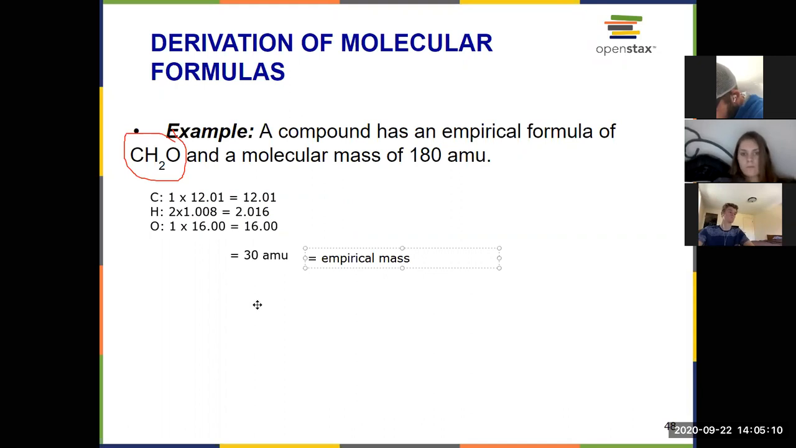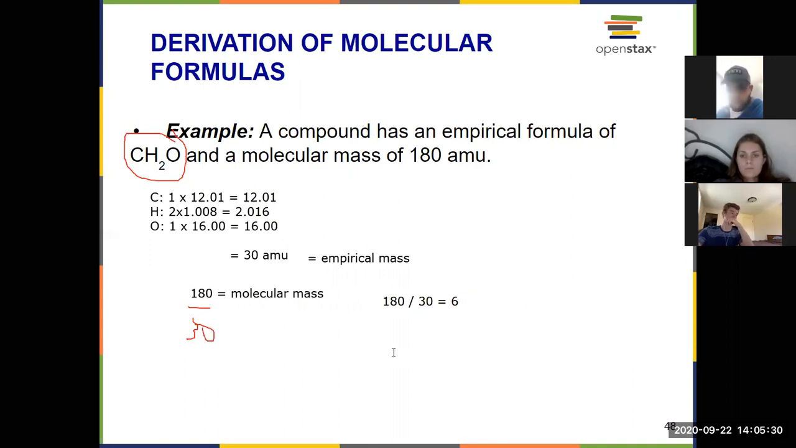So now I take my 180, that is my molecular mass. I divide it by 30, and that gives me a factor of 6. Okay. So now to get my molecular formula, I take my CH2O and I multiply everything by 6, every single subscript, and my final answer is something you've probably heard of already, C6H12O6.